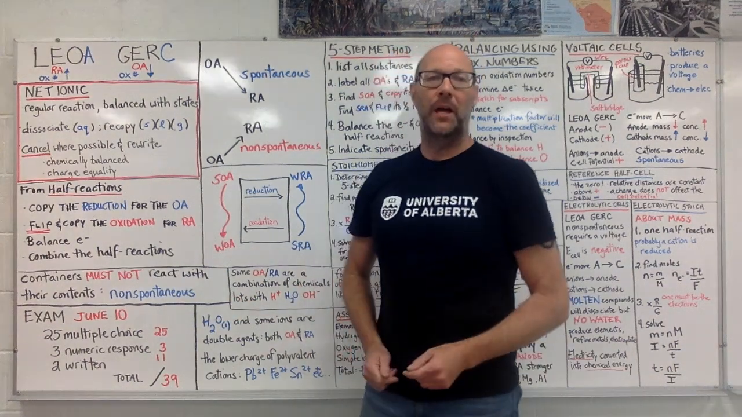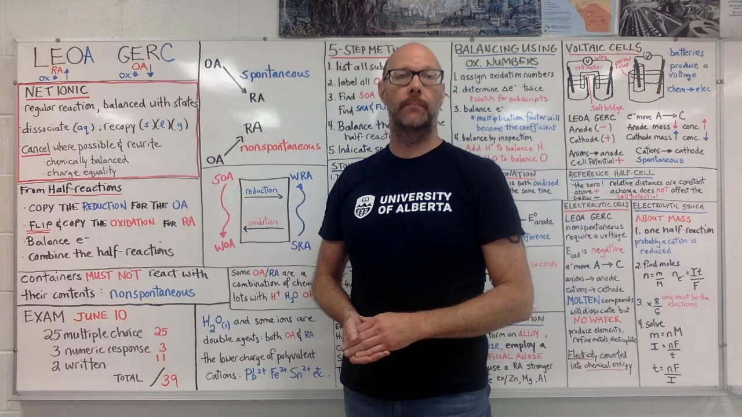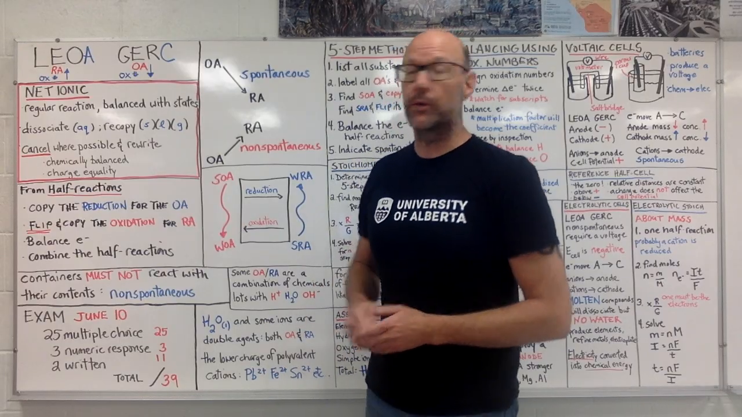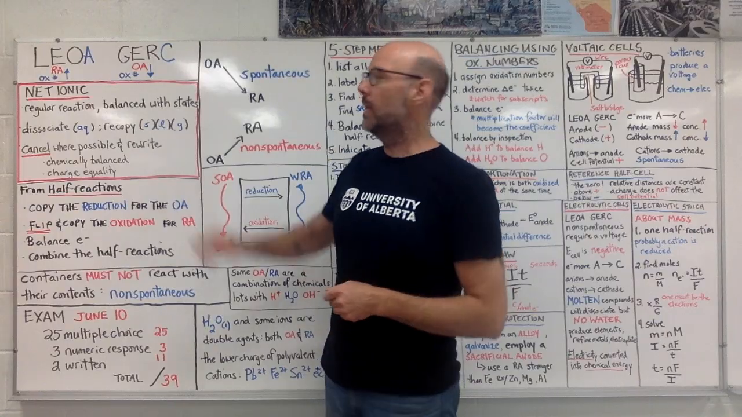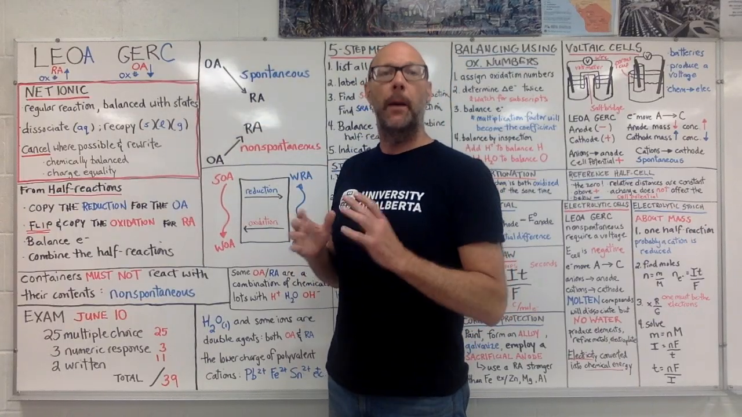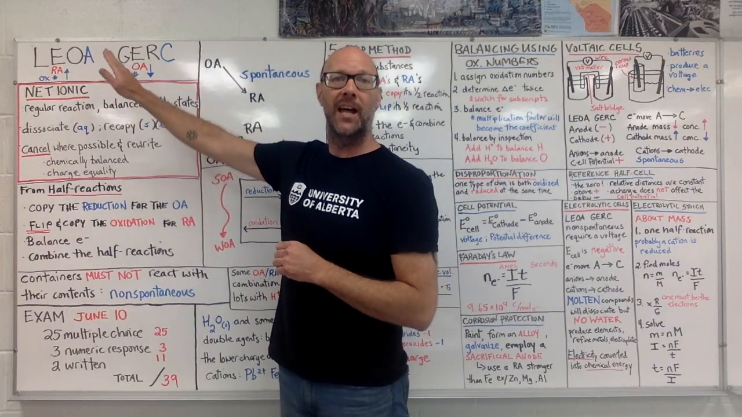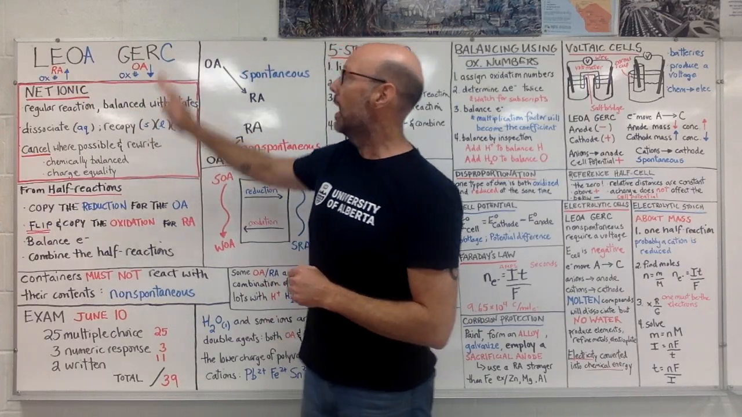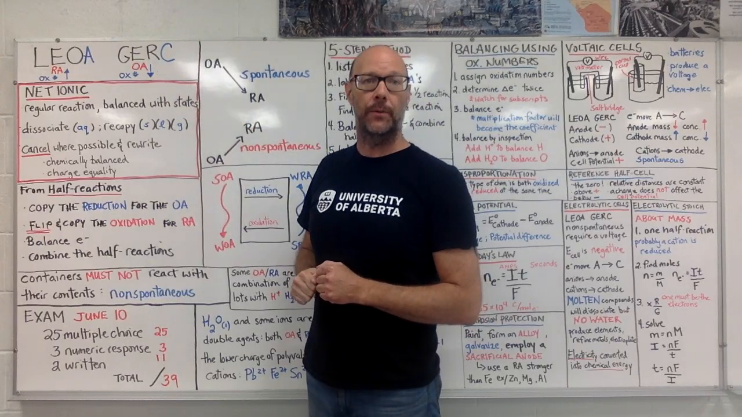Hi everyone. This is our overview of the electrochemistry unit. Something really fundamental about the unit is this mnemonic up here: LEO the lion says GER. It's a strange spelling, chemistry spelling, G-E-R, but it stands for: loss of electrons is oxidation, that happens at the anode. The gain of electrons is reduction, that happens at the cathode.